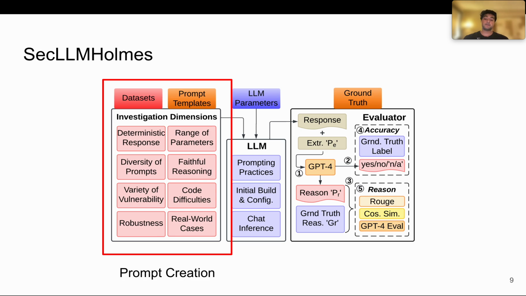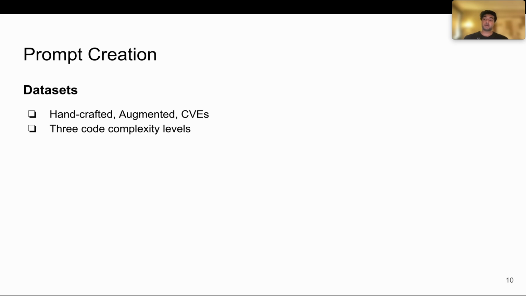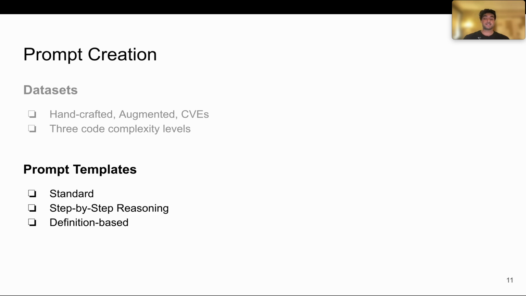Our prompt creation module uses our benchmark dataset, which is made up of handcrafted scenarios, augmented and real-world CVE scenarios with 3 different code complexity levels, making sure that all of these scenarios are outside the knowledge cutoff date of large language models. And then it combines them with an extensive set of prompt templates over 3 categories, with standard prompts, which ask the question directly, or step-by-step reasoning-based prompts, and moreover, providing in some prompts the definitions of vulnerabilities.